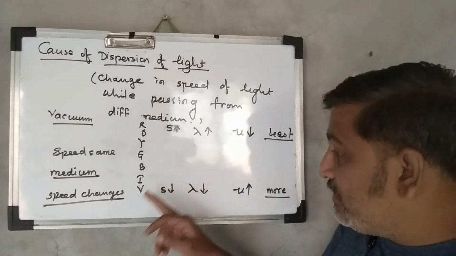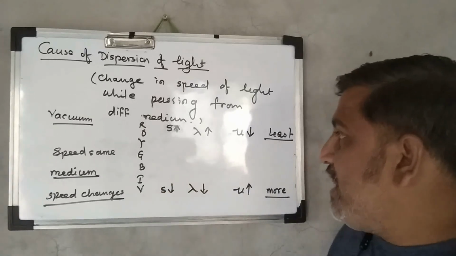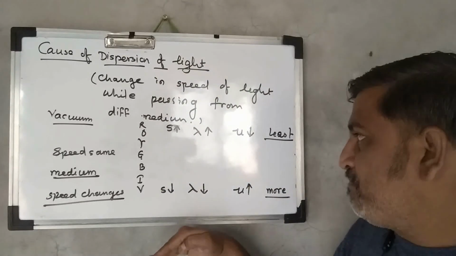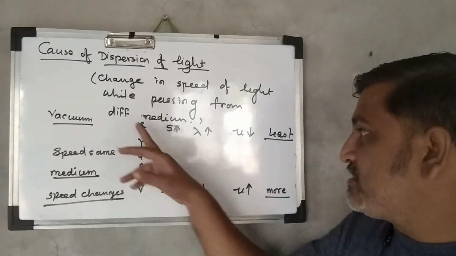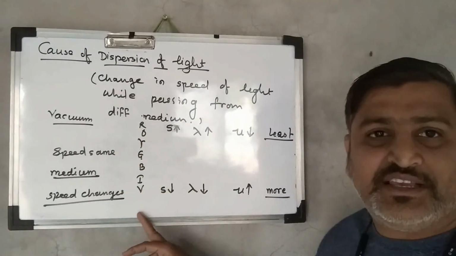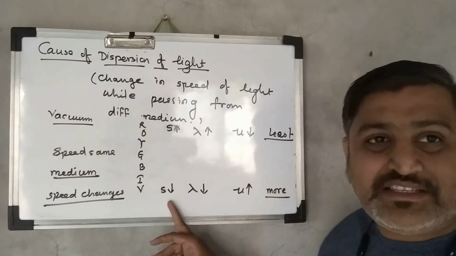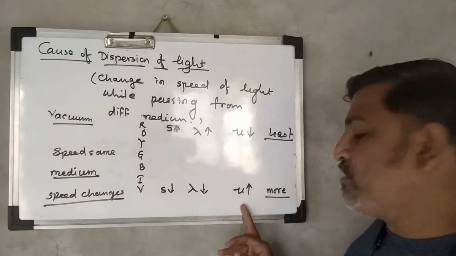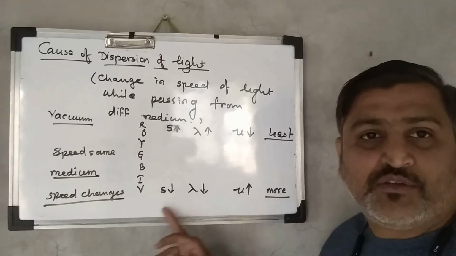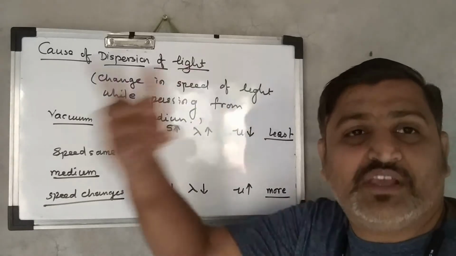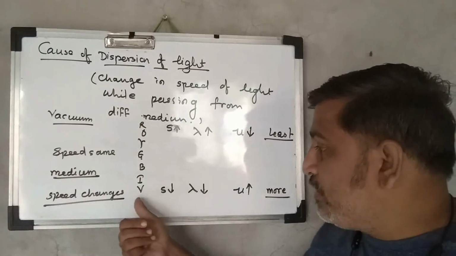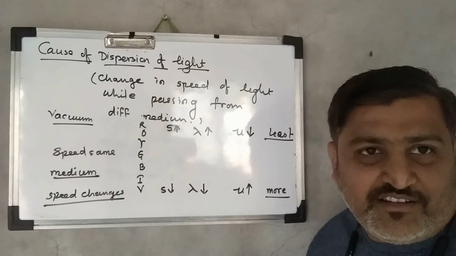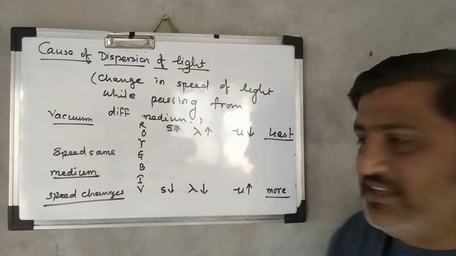But in case of the violet color, as you come from top to bottom, you find that the speed of the light decreases and it is the least. Wavelength is also least, and because of that, the refractive index of the violet color is very high. So it bends more than the red color. Red color shows a much lesser bending.